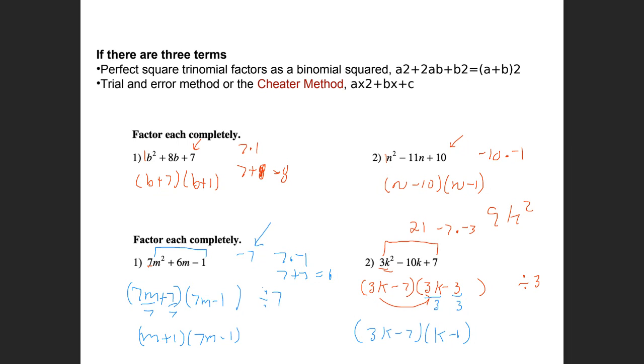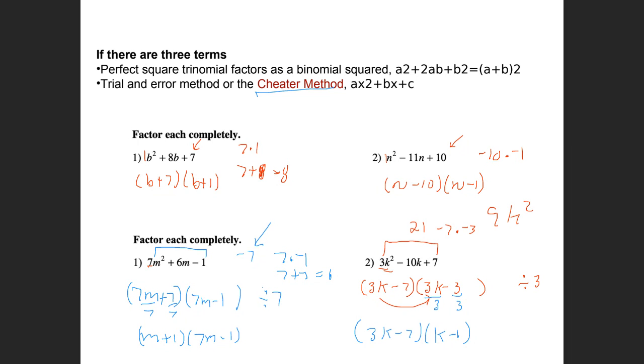So that gives me m plus 1, 7m minus 1. All right, so we talked about factoring. First step, factor out the greatest common factor. Second, you look for two terms. If there's two terms, then we use difference of two squares or difference of cubes. If there's three terms, then we factor like a normal polynomial, or if there's a number in front, we use what is called the cheater method.